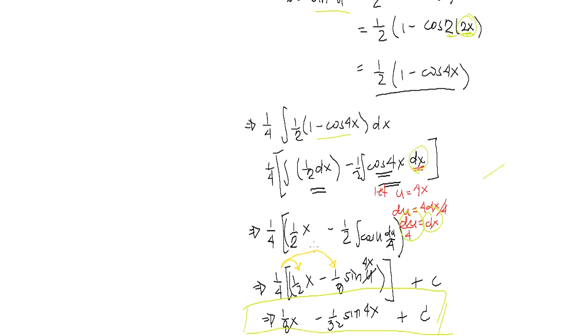By using this and simplifying all of this, we integrate. We come up with the integral of dx, which is simply x, minus 1/2 times the integral of cosine 4x, which is equal to 1/8 sine 4x. Then we simplify by distributing 1/4 to each term, and we add the integration constant c.